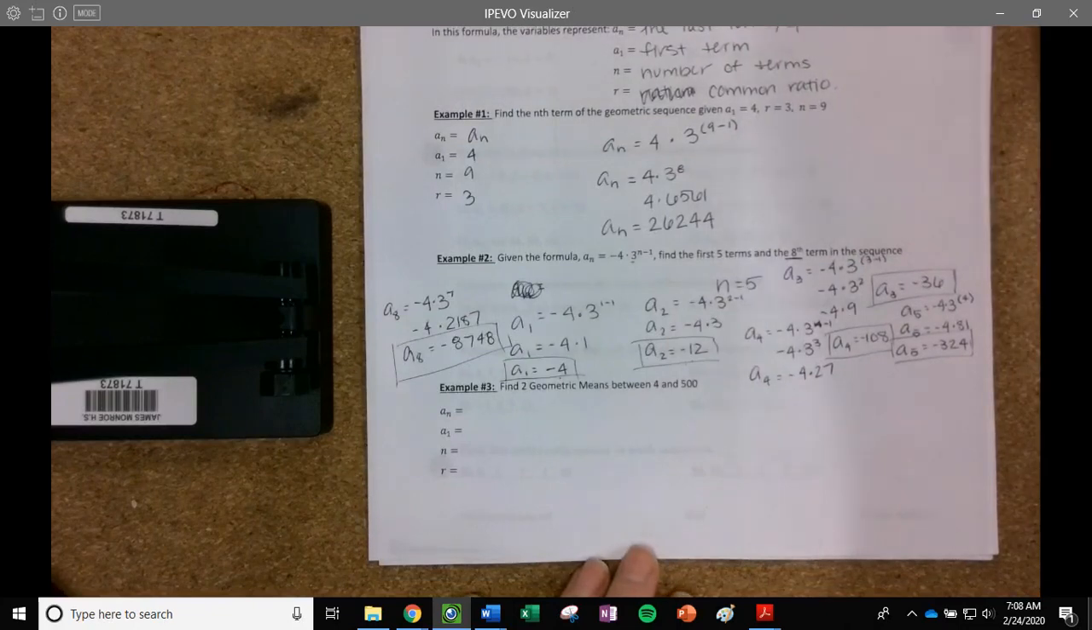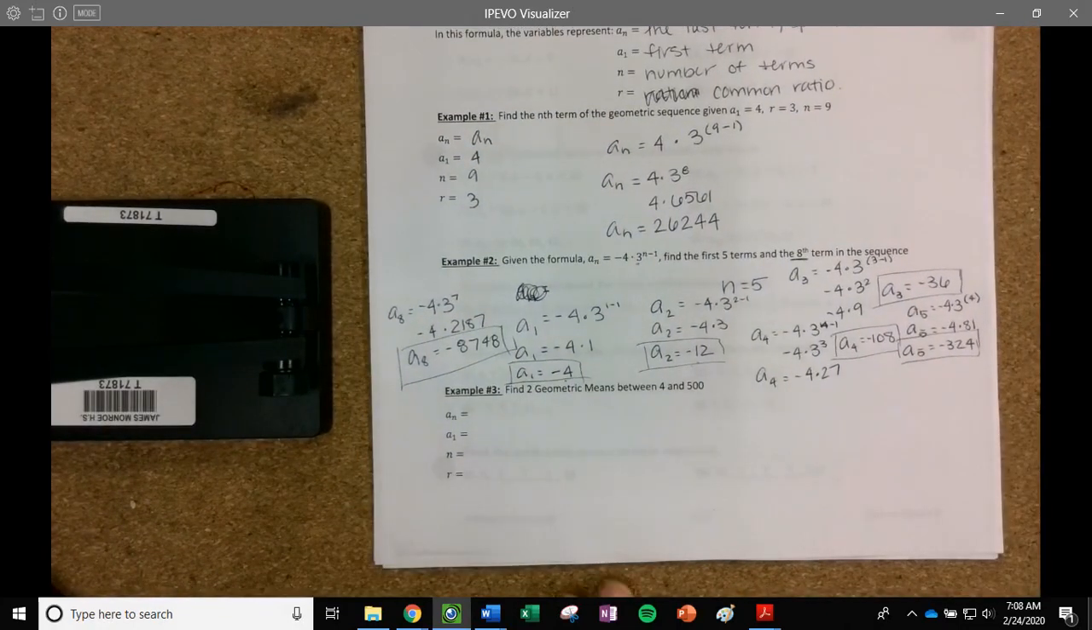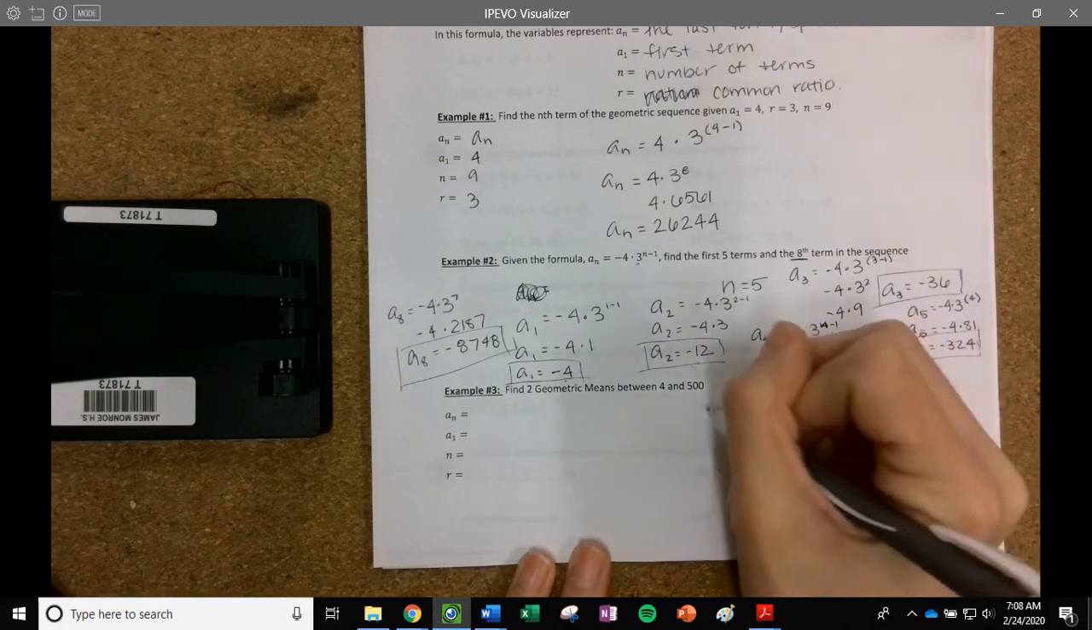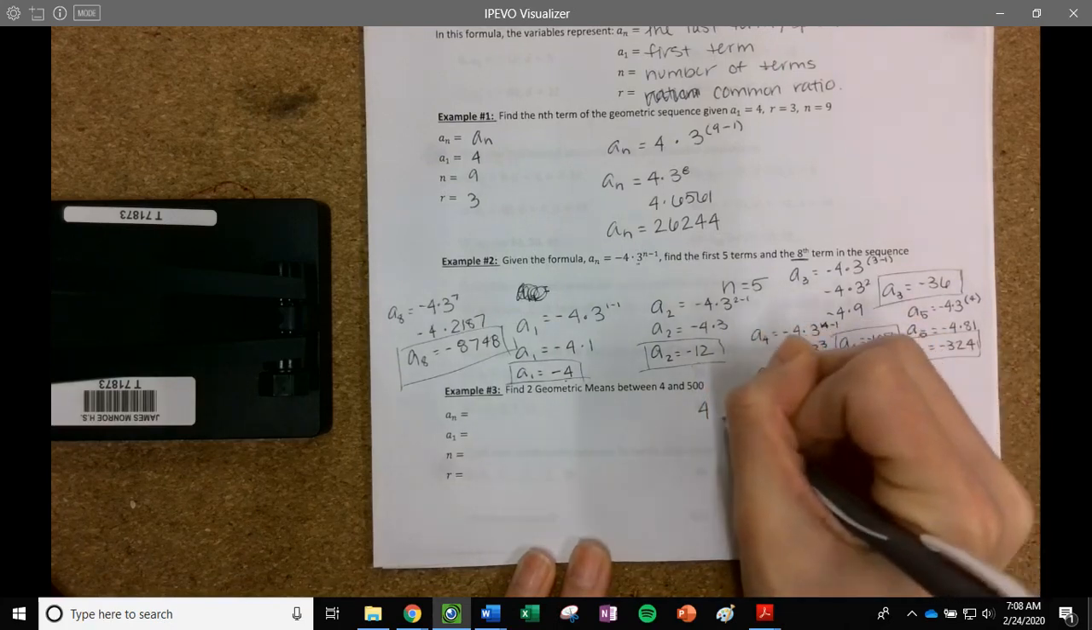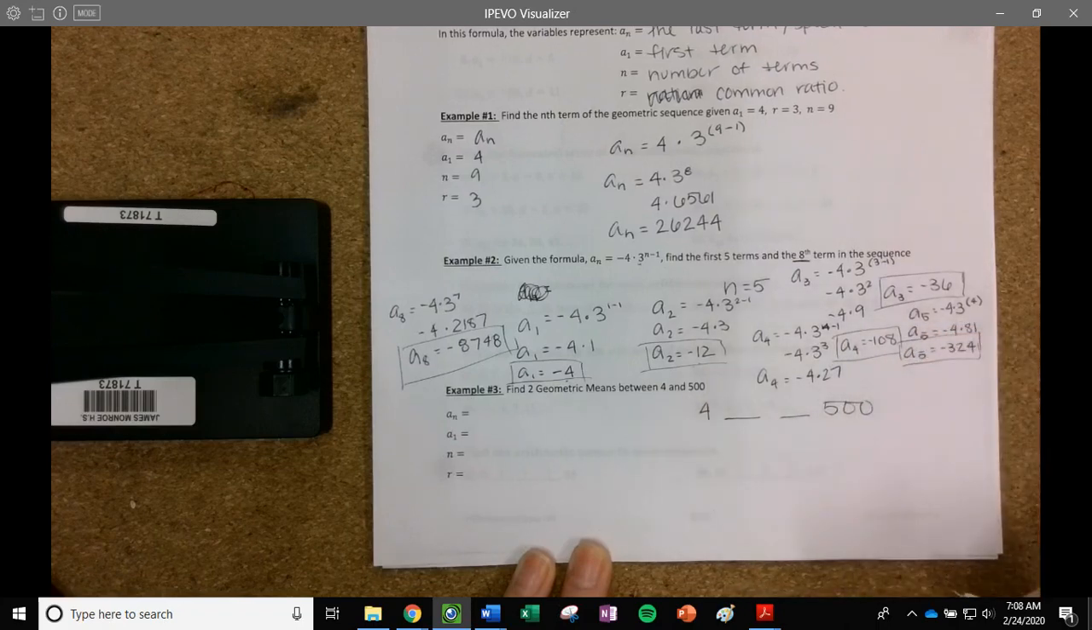All right, we've got one more problem down here. Find 2 geometric means between 4 and 500. Whew, okay, that was a big gap. 4 and 500. So we remember from earlier in class, we can set this up like this to make it visually a little bit easier.